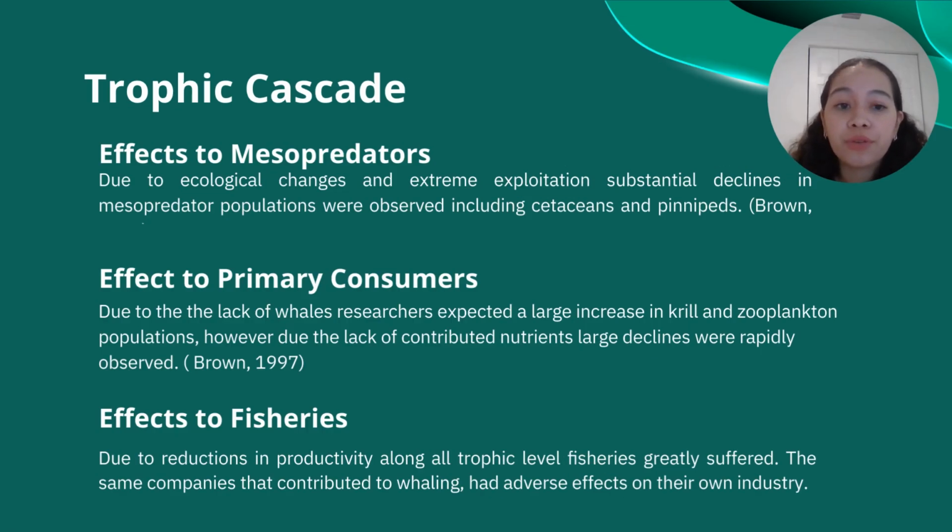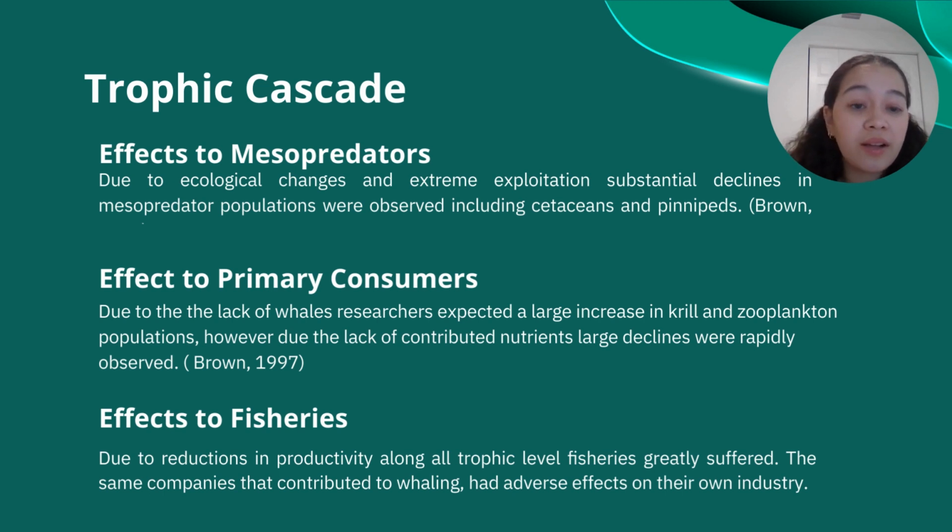So the concept of trophic cascade was actually shown when we researched large whales and their effects. Due to ecological changes, where we can think of ocean acidification and changes of pH, as well as the changes in all of our oceans, and extreme exploitation, where we can think of whaling or any effects we have that contribute to their decline, we saw declines throughout all levels of the food web. We saw declines in mesopredators, and we think cetaceans and pinnipeds, and even in primary consumers. Even fisheries have an adverse effect on the declines of whales.